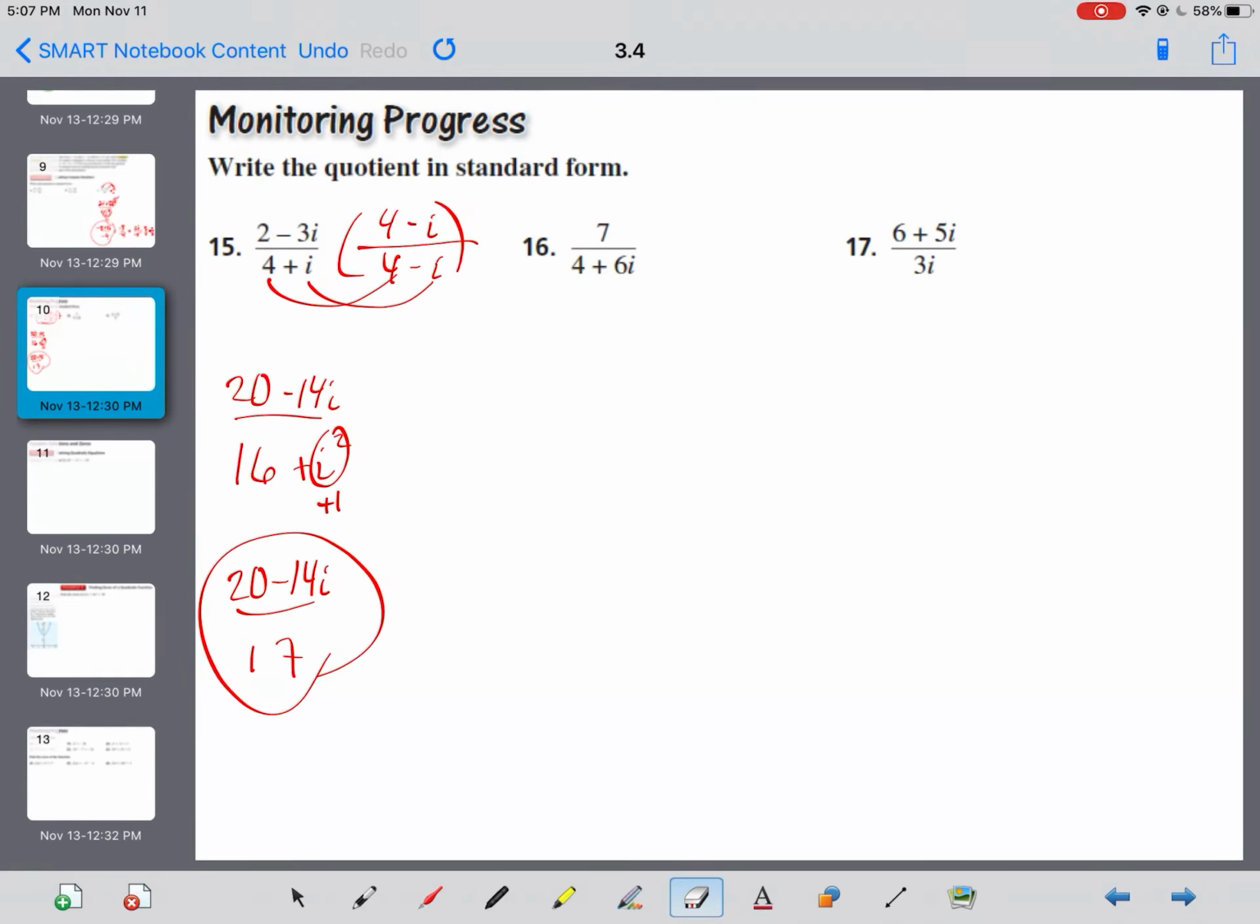Erase my box here. Complex number on the bottom, so we just multiply by the complex conjugate, which is 4 minus 6i, top and bottom. 4 times 4 is 16, and that's negative 36i squared. That's important. It's a negative 1 plus positive.